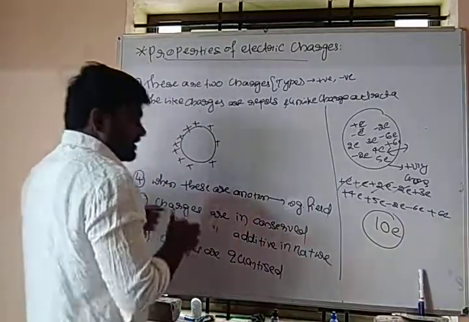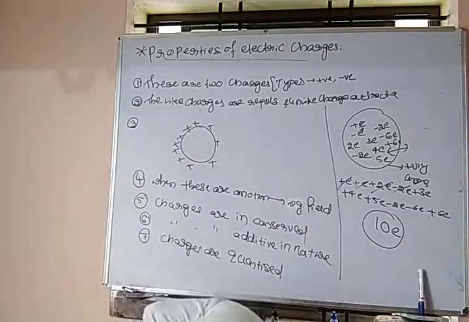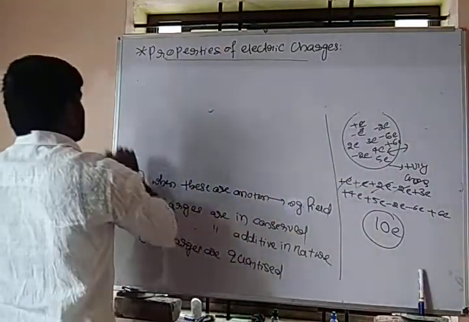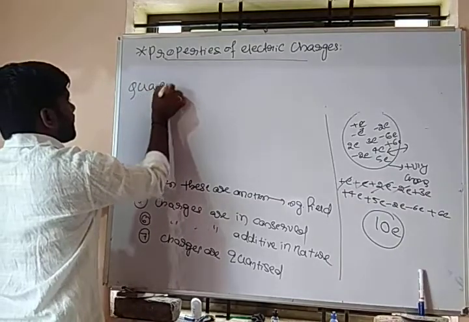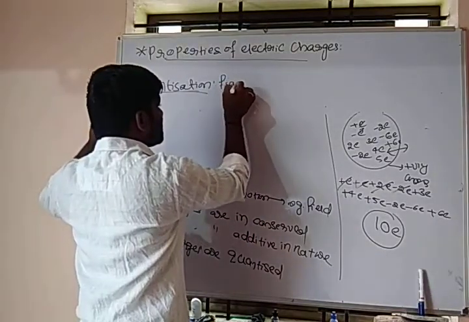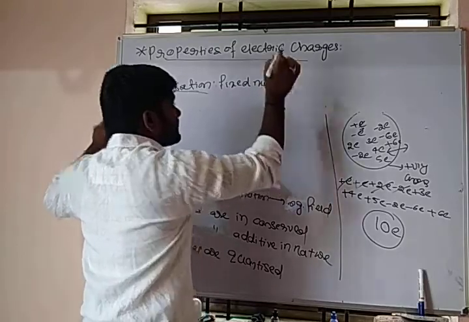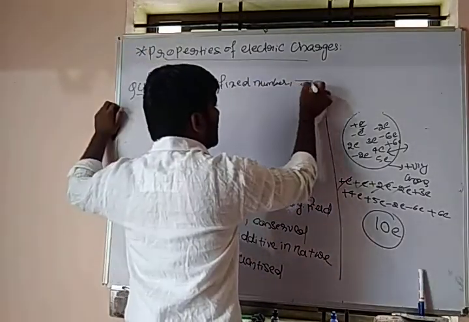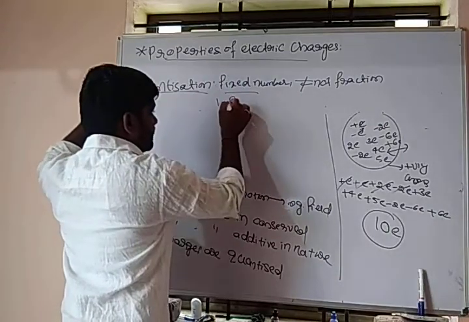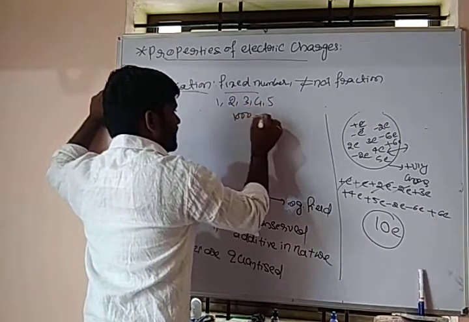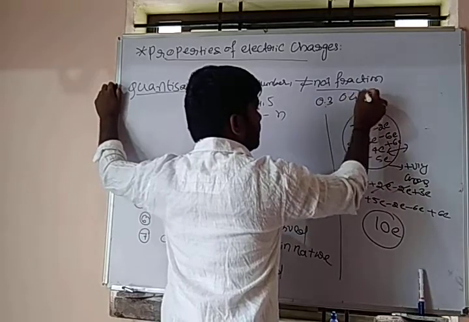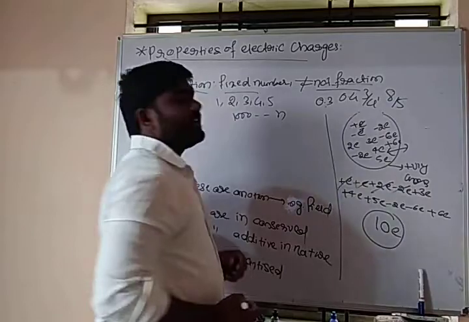So see here, the explanation for quantization. Quantization of charge means the charges must be in a fixed number, but not in a fraction. Fixed number means either 1, 2, 3, 4, 5,000 up to n. Not a fraction means charges may not be in 0.3, 0.4, 3 by 4, 8 by 5; they may not be in a fraction.